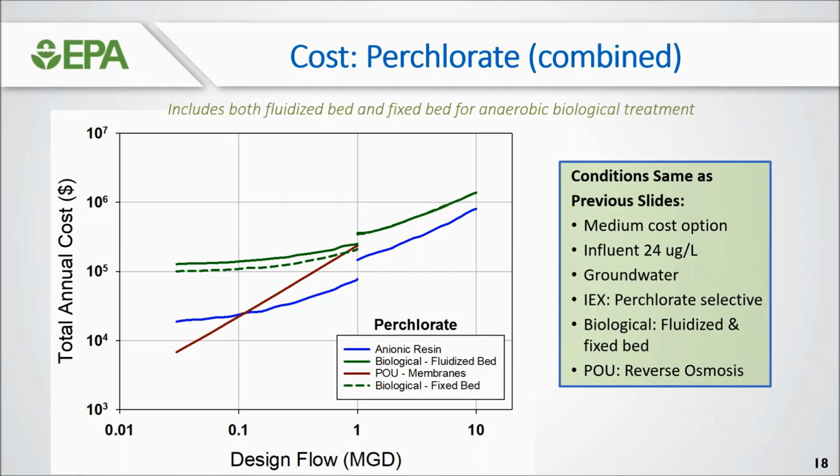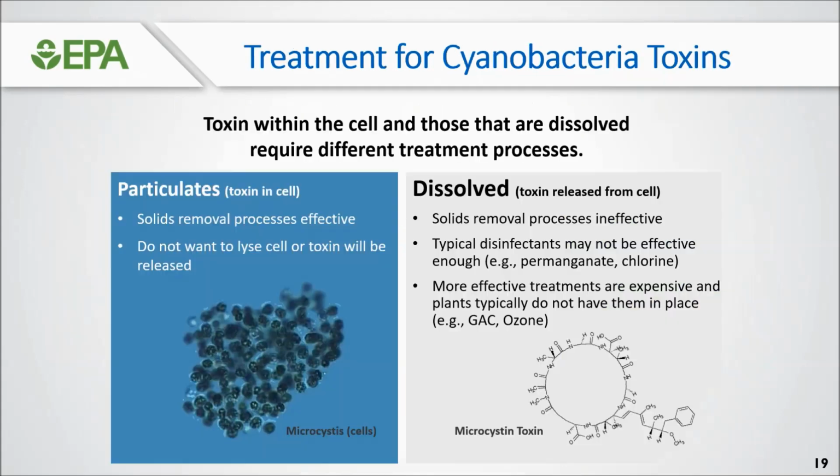So for perchlorate, in this case, again, you have the point-of-use devices being the least cost option, and then for systems larger than, say, 0.1 million gallons a day upward, the anion exchange resins were the least cost option. Okay, so a little bit about cyanobacterial toxins.